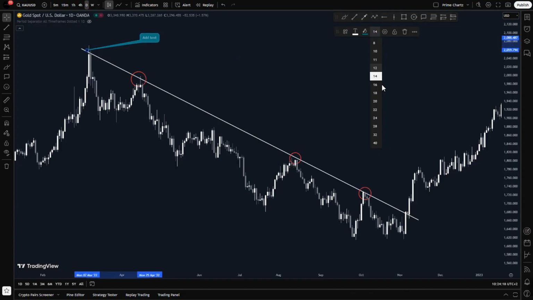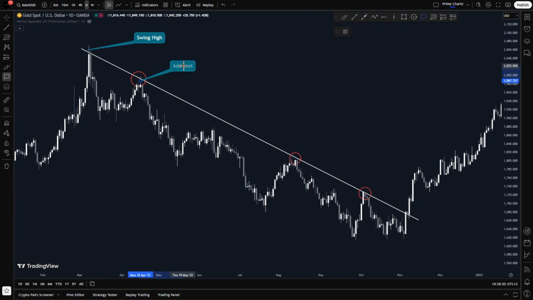All right. Now let's zoom in a little and break this structure down properly. Check out this point right here. This is our swing high. Then we've got another swing high at the top of that corrective move. Clean, right? And if you look closely, we've got a few more swing highs lining up just below.